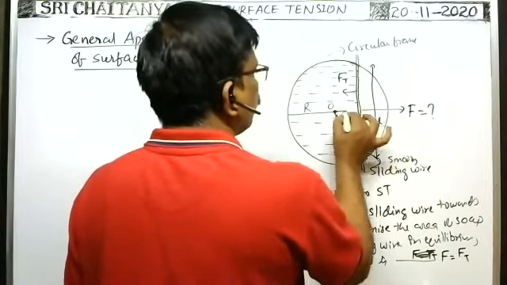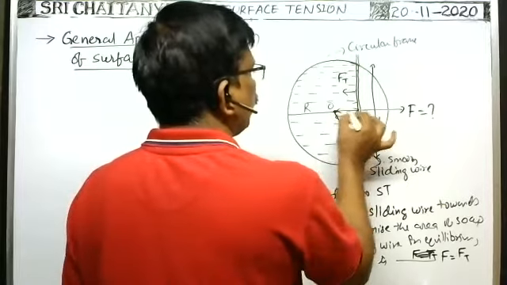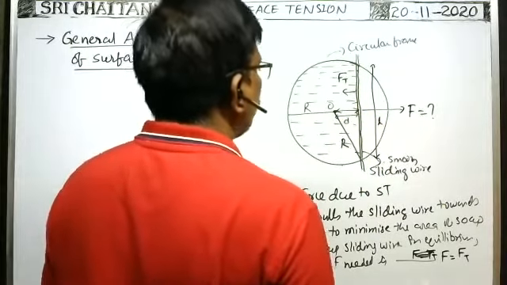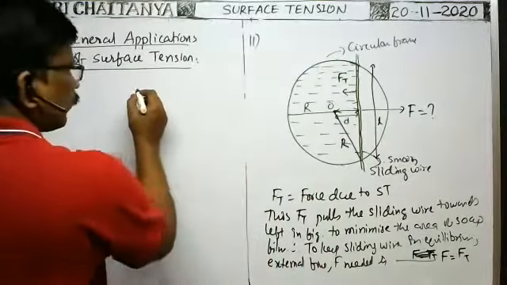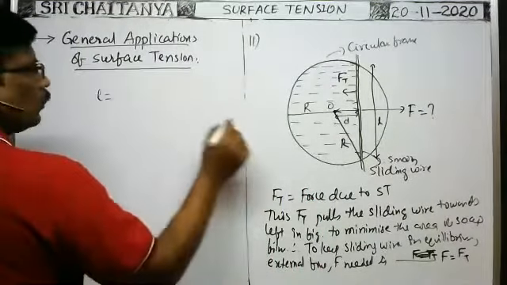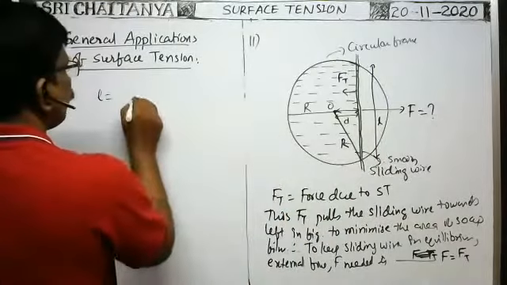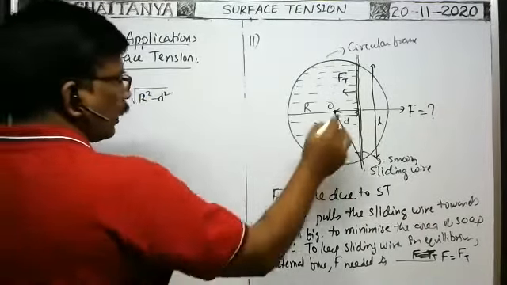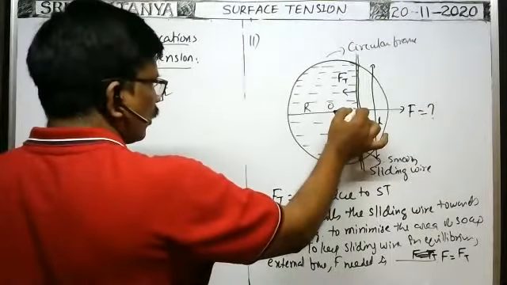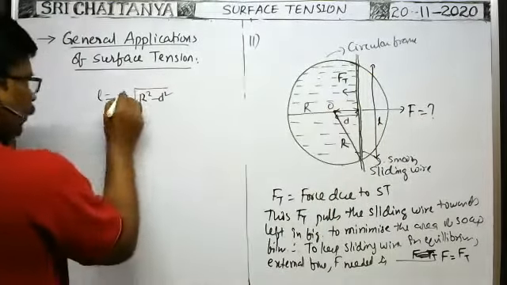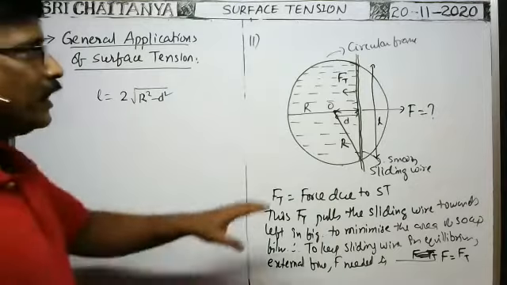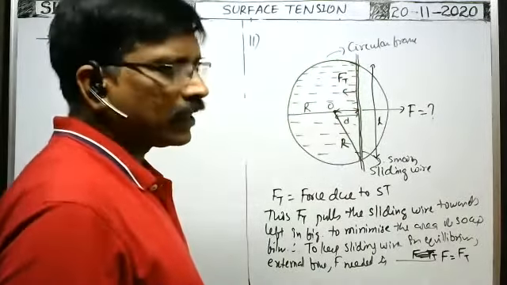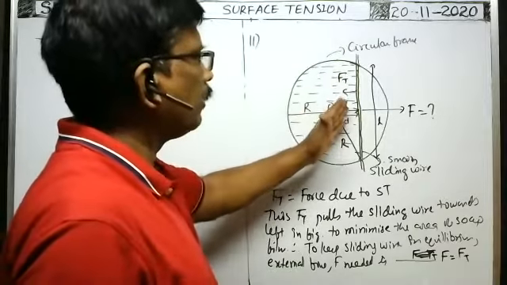This is equal to D. Then what about this length? Square root of R square minus D square, no? So L, this length, is equal to square root of R square minus D square. This is also the same, that's why into 2. It is the length of the liquid film in contact with the sliding wire.